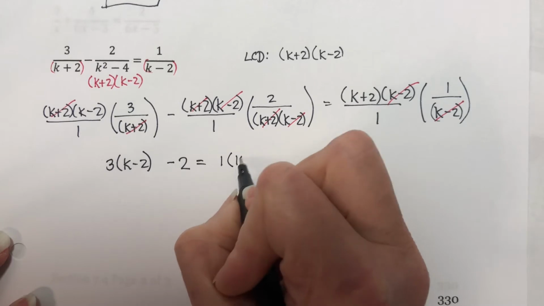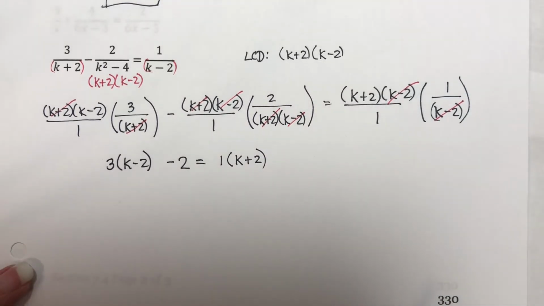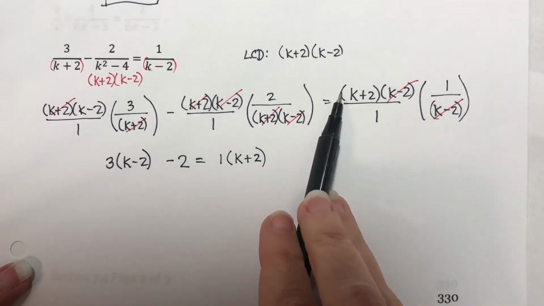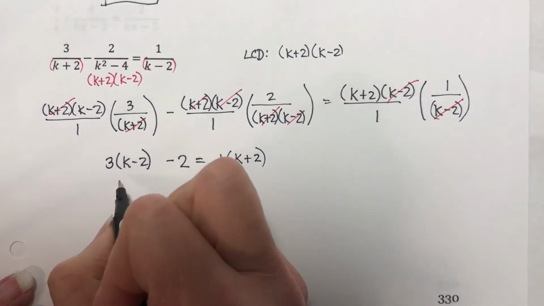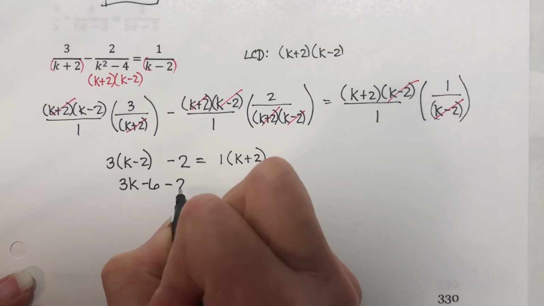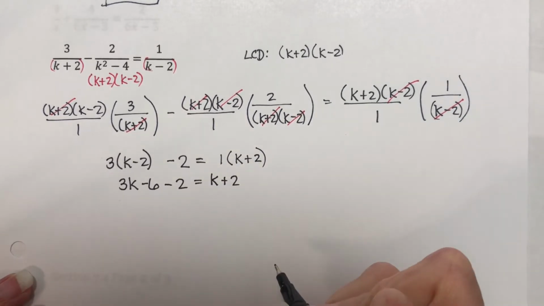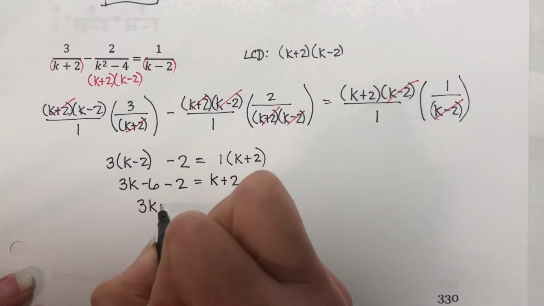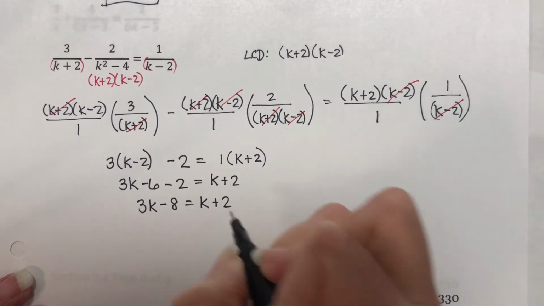And just for the pattern, I'm going to write the 1 in. It doesn't numerically matter. Just so you have the pattern of whatever was here, you'd be multiplying it by this. All right, let's distribute. That's going to be 3k minus 6 minus 2 is equal to k plus 2. Combine the like terms here. I have 3k minus 8 is equal to k plus 2.